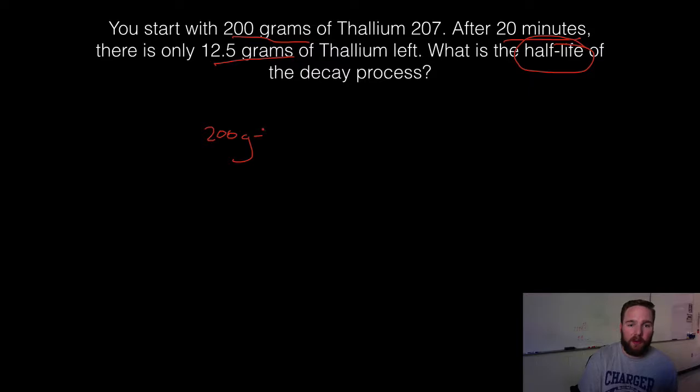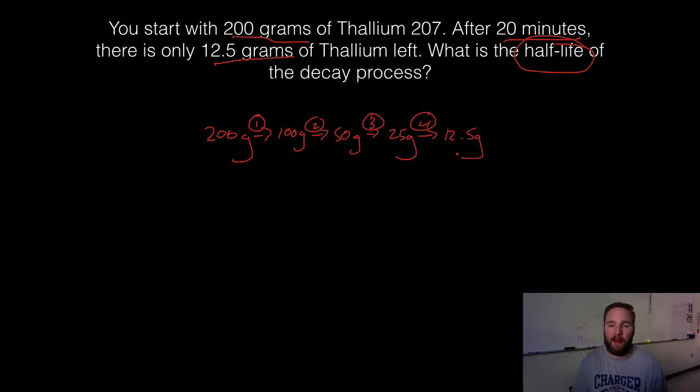Let's go through and do some half-lives here. So 200 to 100 is going to be our first half-life. 100 to 50 is going to be our second half-life. 50 to 25 grams is going to be our third half-life. And then 25 to 12.5 grams is going to be 4 half-lives, right?